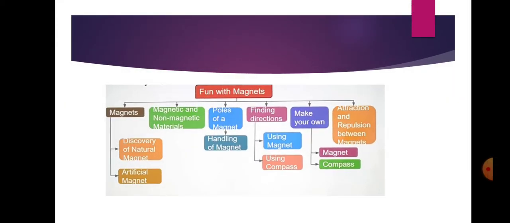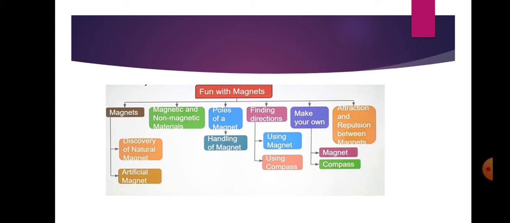We are going to discuss the history of magnets. Then the magnet is divided into two types, like natural magnet or lodestone and artificial magnets. Then about the magnetic and the non-magnetic materials. Then the poles of a magnet. A magnet always has two poles. One is the north, another is the south pole.